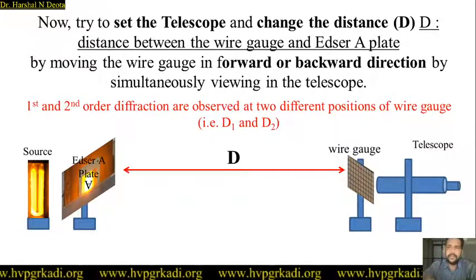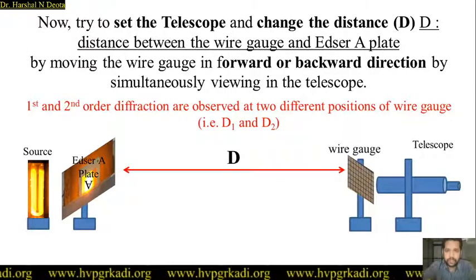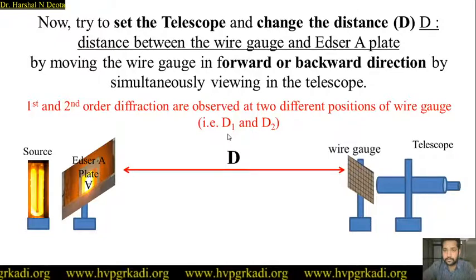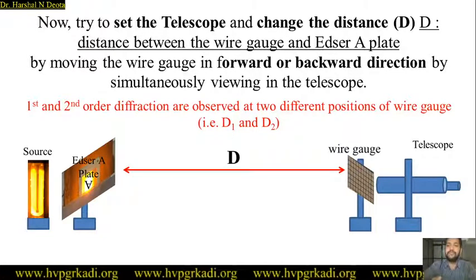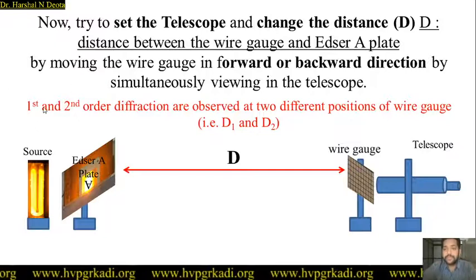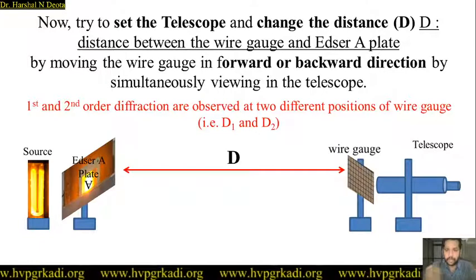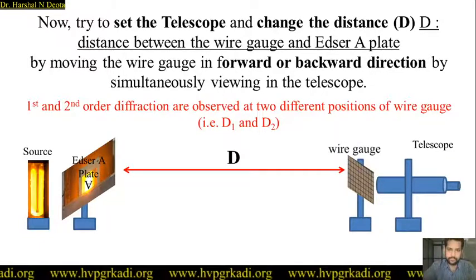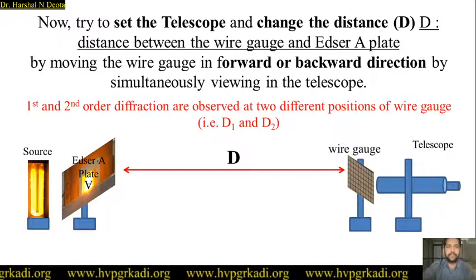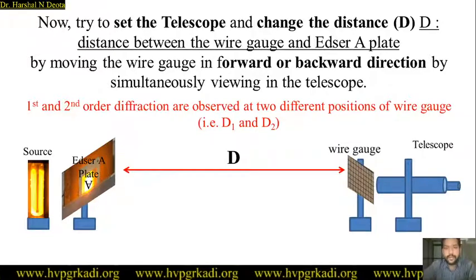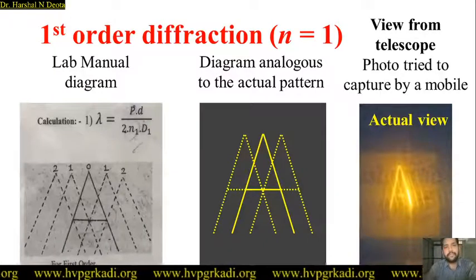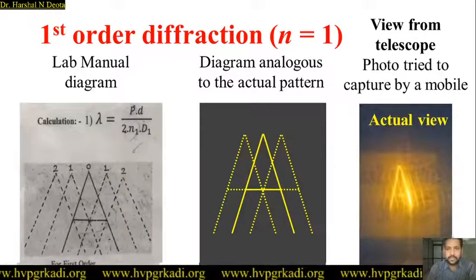See friends, I have named these two positions as D1 and D2. You will observe the first order diffraction pattern at distance D1, which you have to calculate, right? You need to do some mechanical work and then calculate that distance where you will observe the first order. But how does this first order look like? First of all, I should know what I want to see. Otherwise, I will not recognize it. So first of all, we shall try to understand what is this first order diffraction pattern and the second order diffraction pattern.